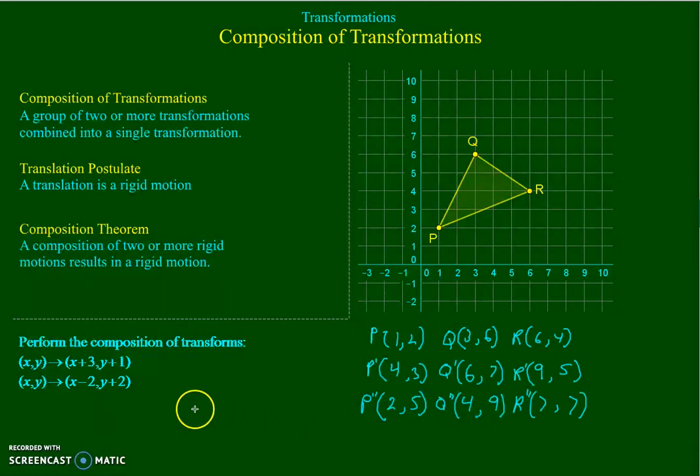Now we could have accomplished the same thing by aggregating these two here. Because they're both translations, the order doesn't matter. So we could have said 3 minus 2 is 1.